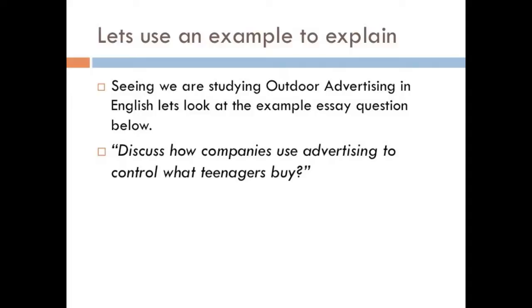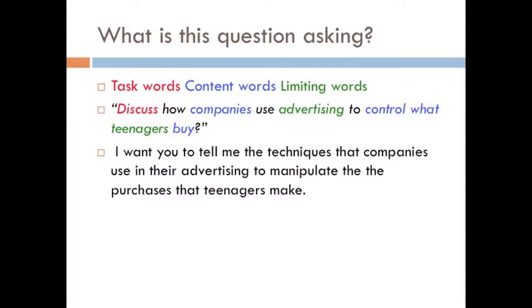Here's my pretend essay question. Discuss how companies use advertising to control what teenagers buy. Okay, that is my practice essay question. Let's see if we can break it down into our 3 different words. All right, I've highlighted here for you in red, task words, in blue, content words, and in green, limiting words. So our question was discuss how companies use advertising to control what teenagers buy. So you can see there that our task word is the red word, discuss.